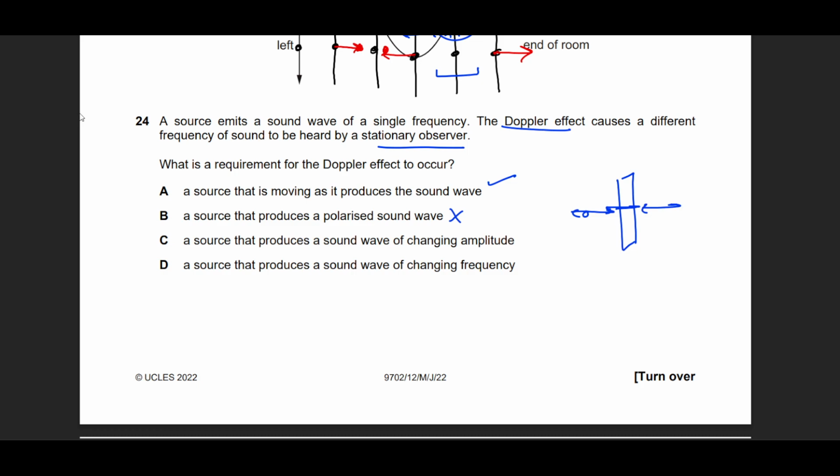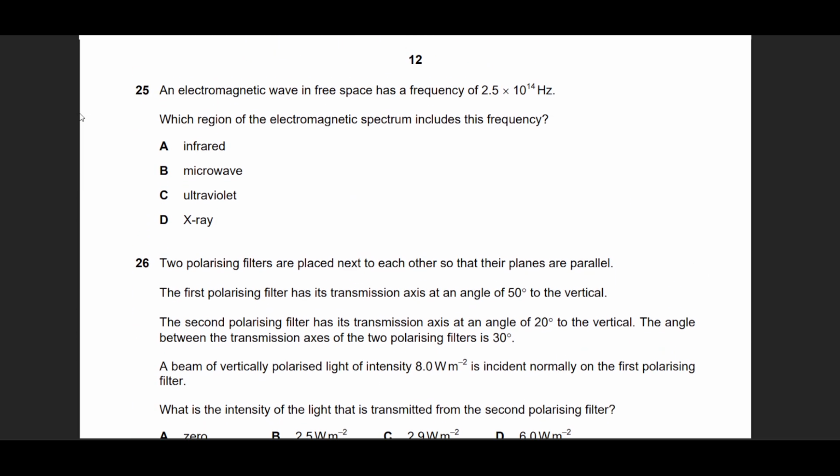They won't be polarized. They can't be polarized. Incorrect answer. Okay, so sorry, not this one. A source that produces a sound wave of changing amplitude? No, that amplitude will only change the loudness, right? D, a source that produces a sound wave of changing frequency? No, the source has to have a constant frequency, but it has to be moving either towards us or away from us. So A was the right answer.